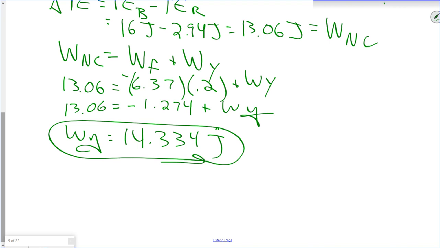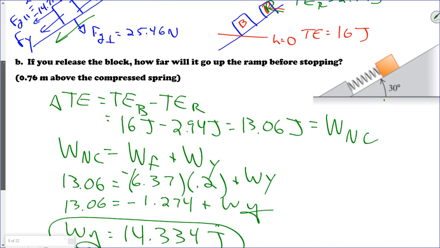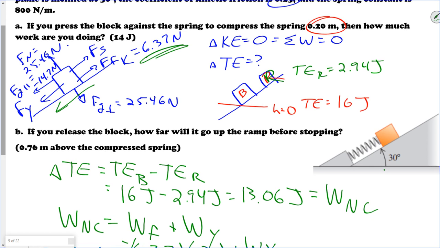Okay, there's a lot going on there, all right? So we have a lot of forces. Some of them are conservative, some of them are non-conservative, all right? So there we go. So that is part A. Yep, all right, and there's my 14 joules. It looks like I rounded to 2 sig figs.